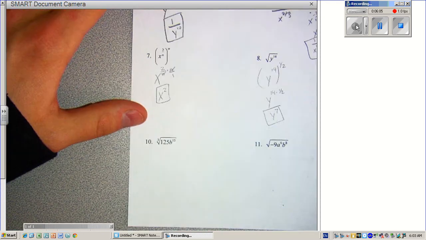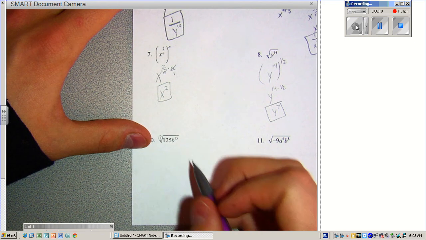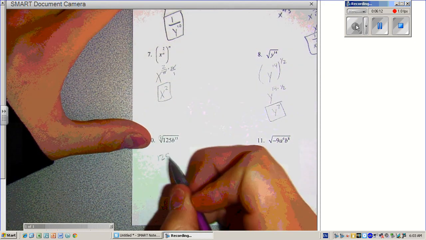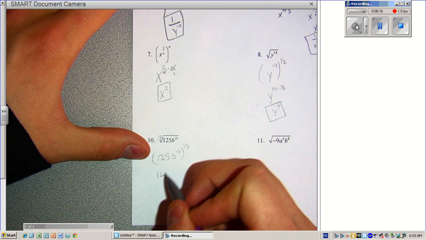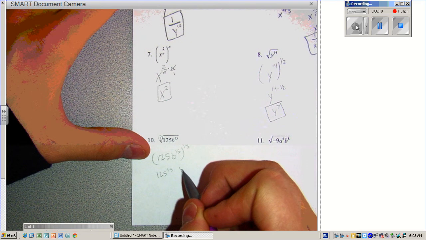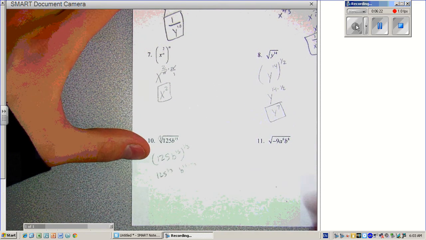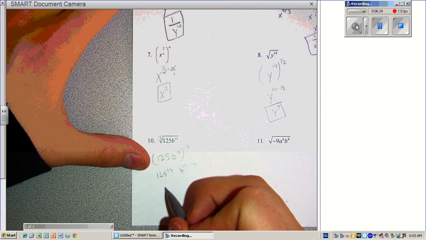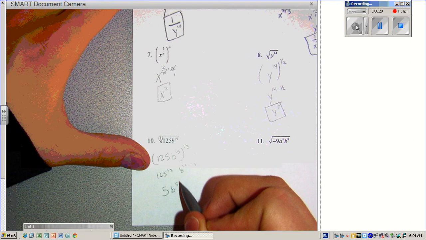3 more here. Number 10, same idea, but now this is a cube root, so I need to write it with a 1/3. So that's 125 b to the 15th to the 1/3. 125 to the 1/3, b to the 15th times 1/3. Okay, the cube root of 125 is 5, and 15 times 1/3 is b to the 5th.